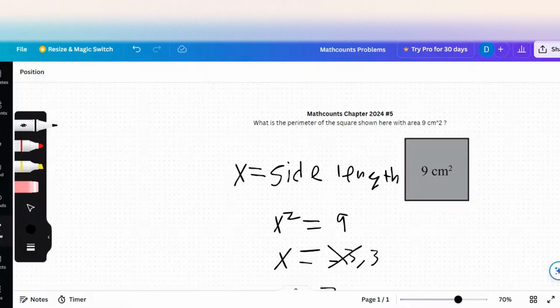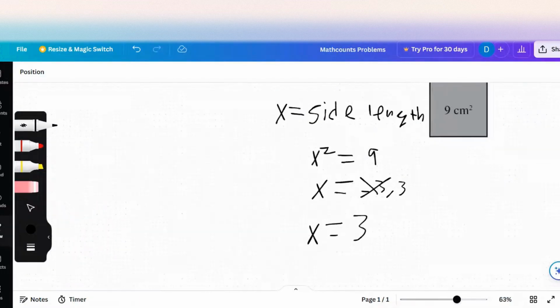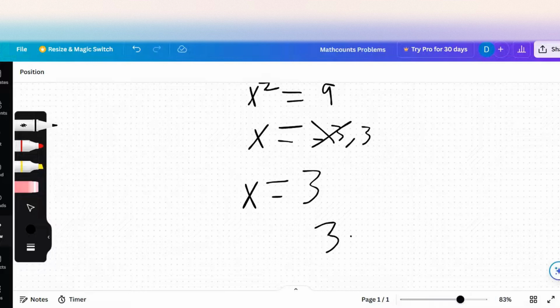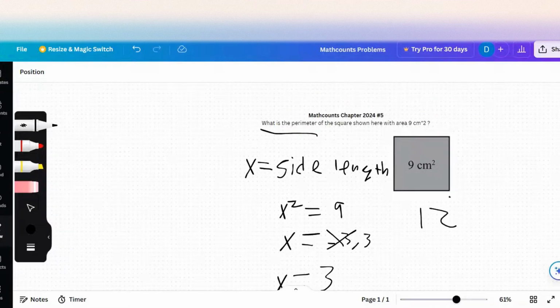But hold on. We still have to find the perimeter of the square, not the side length. The perimeter, since there's four sides, it's just multiplying by 4. So 3 times 4 is 12. So the answer is 12 for problem 5.